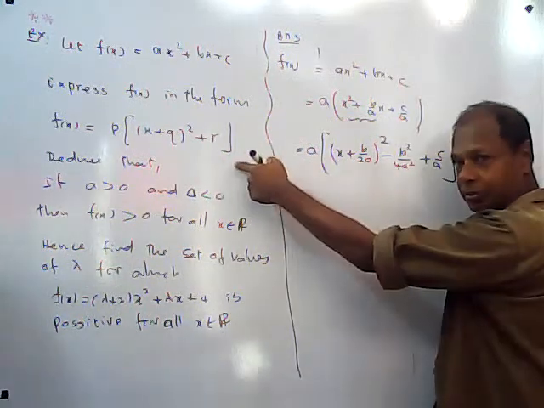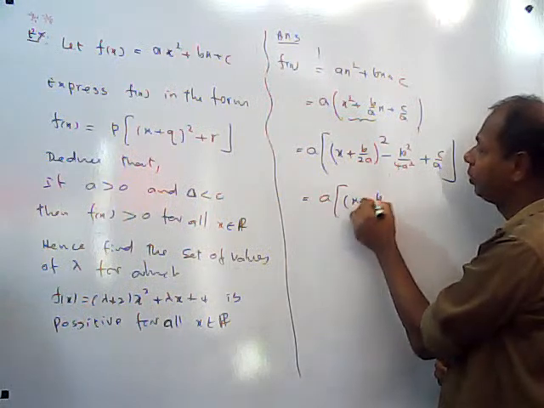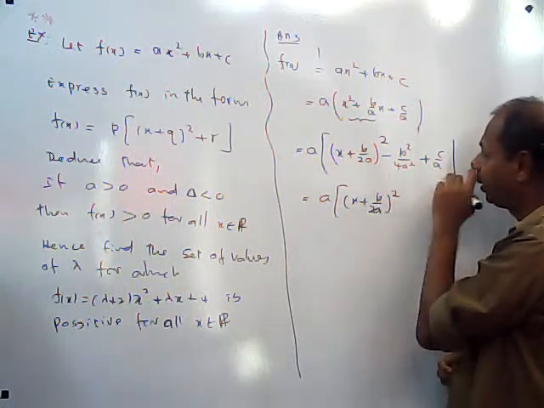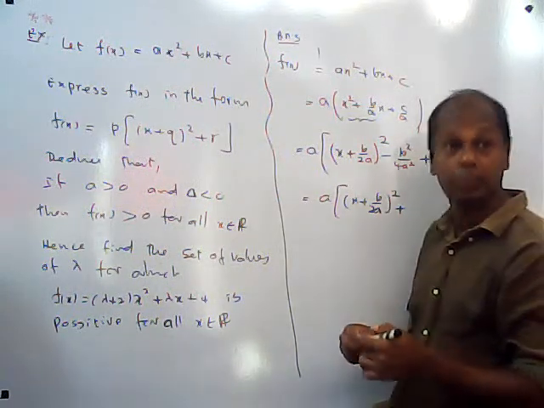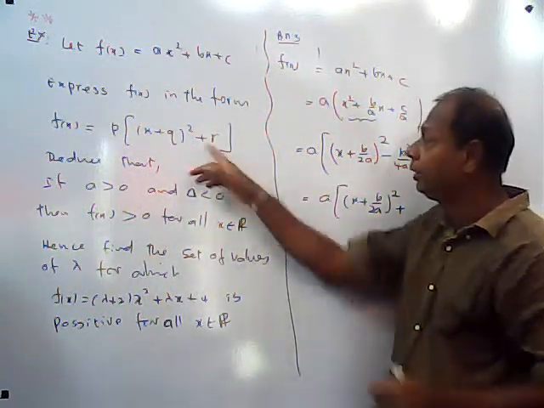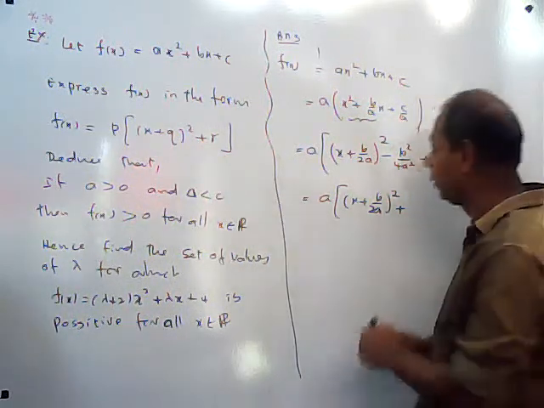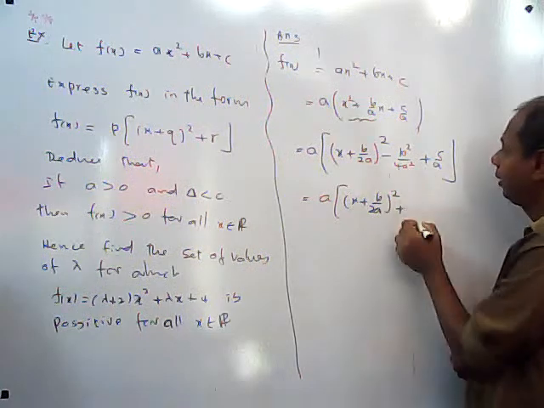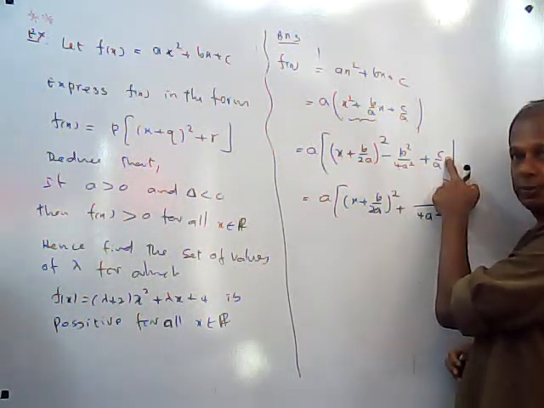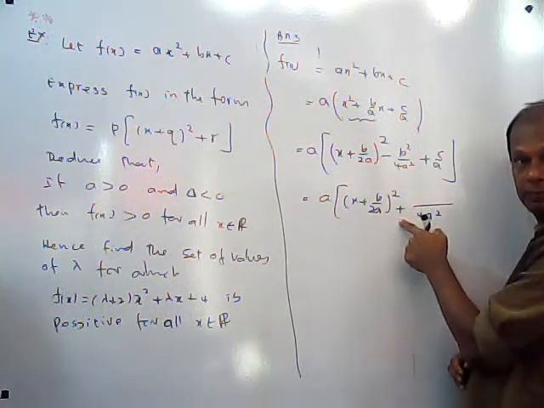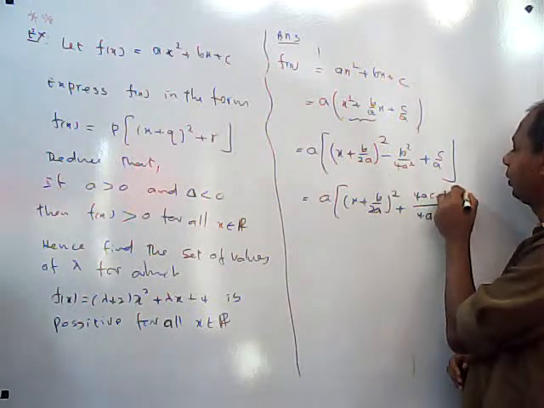We want to get it in this form, right? x plus b over 2a, squared. Then you need it plus here. You have to give it as plus, right? I'll write plus here and take the common denominator 4a squared. You have to write this first because it's plus here: 4ac minus b squared.